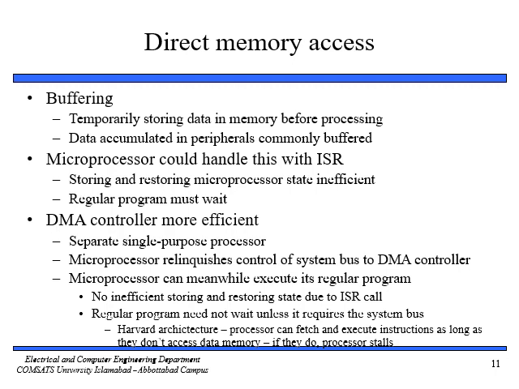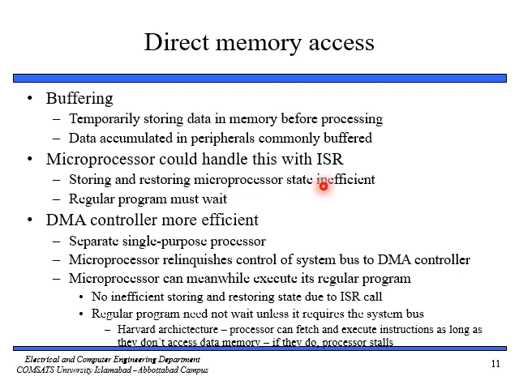Data is accumulated or gathered in the peripherals, which is known as buffering. Now the microprocessor could handle this with an interrupt service routine. So rather than buffering, whenever the data is accumulated on the peripheral, we can issue an interrupt and the microprocessor can handle it. However, storing and restoring state is inefficient, as we have seen that in case of interrupt we have to save the program counter, we have to save the value of registers, which is quite inefficient.